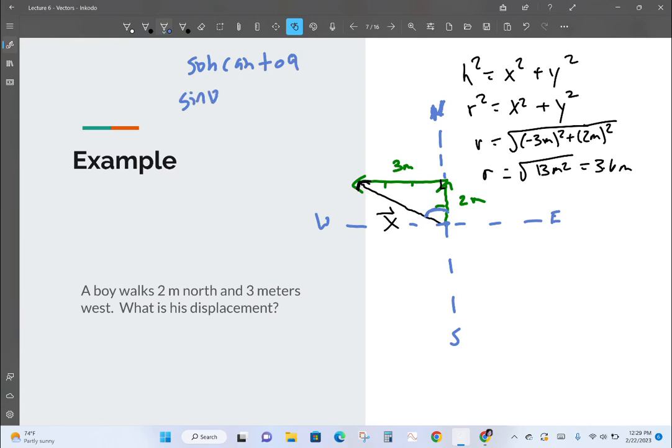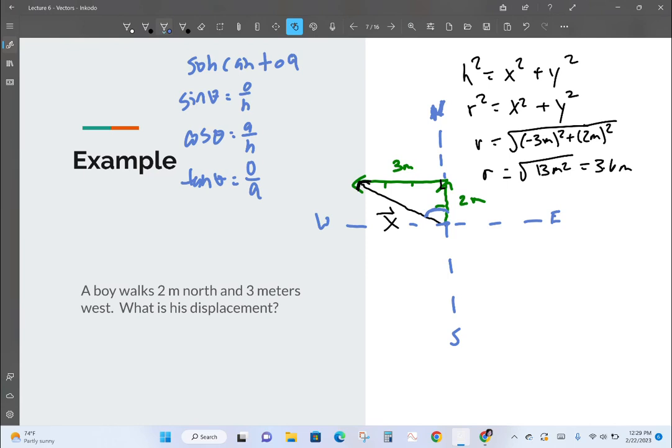Sine of the angle is the opposite side over the hypotenuse. Cosine of the angle is the ratio of the adjacent side to the hypotenuse. And tan of that angle is the ratio of opposite to adjacent. So which one of these would be best?